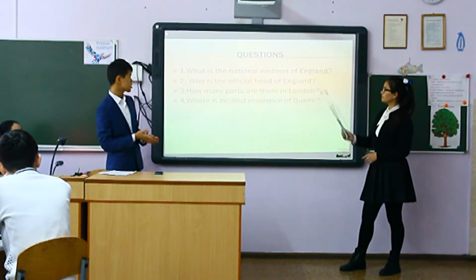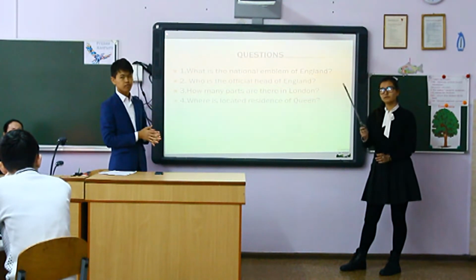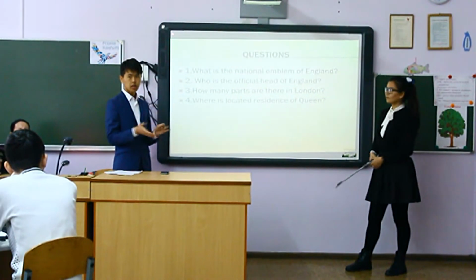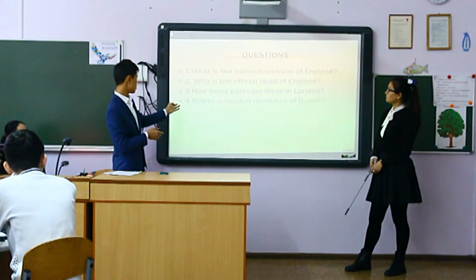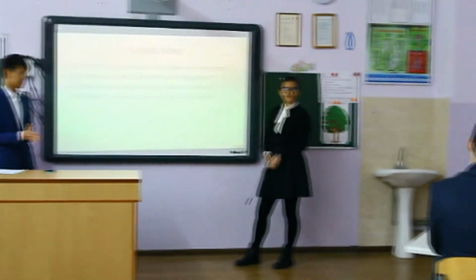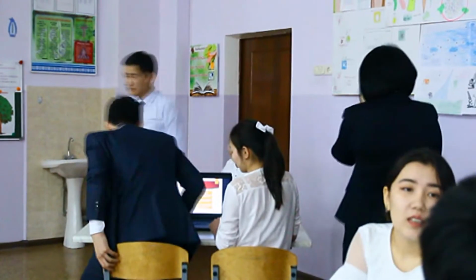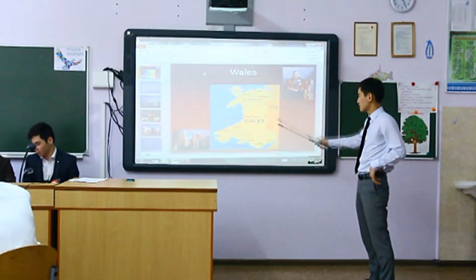So the question, how many parts are there in London? Three. Can you say in the city? The city, western and eastern, three parts. And where is the residence of the Queen located? In Buckingham Palace and the city. Where is Buckingham Palace located? In London, of course. What is the capital? The capital is London. Yes. Thank you, because they have worked and prepared.